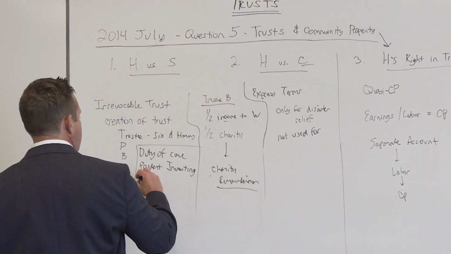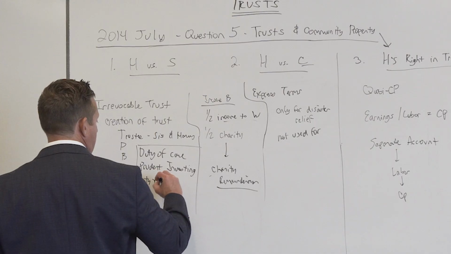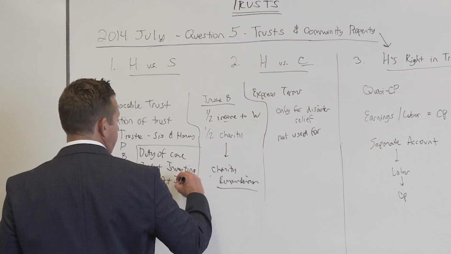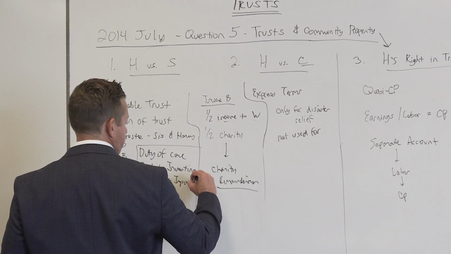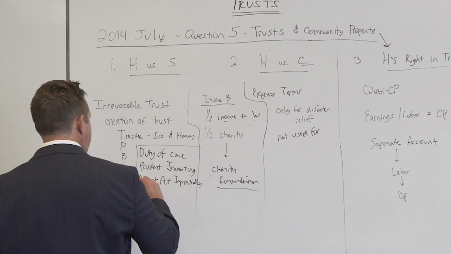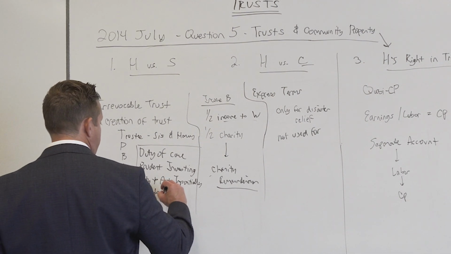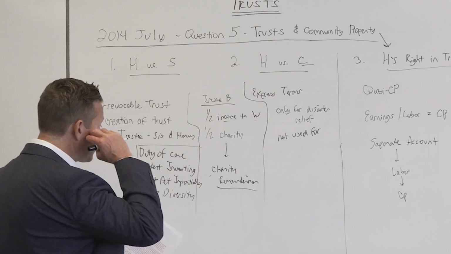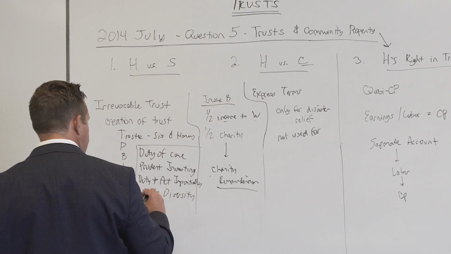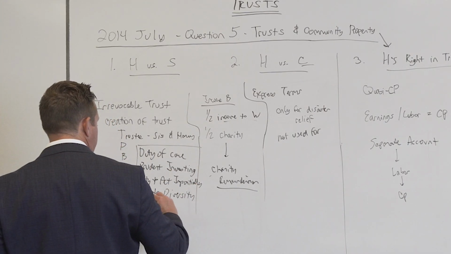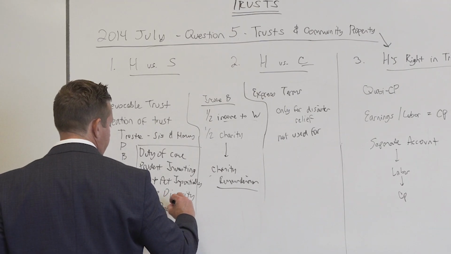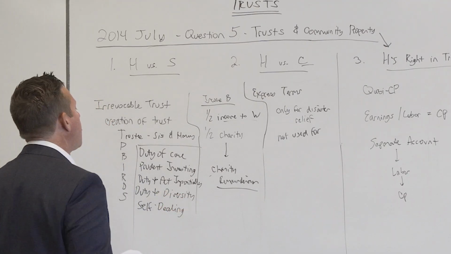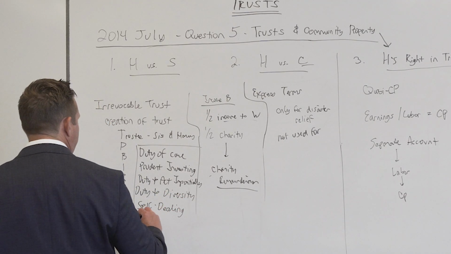Then there's the duty to act impartially towards all the beneficiaries. The duty to diversify, which clearly she is not doing because she put it all in the house. And because she's living there, we have self-dealing, and that's the duty of loyalty. Self-dealing transaction. And then we're going to have to discuss the remedies for this.